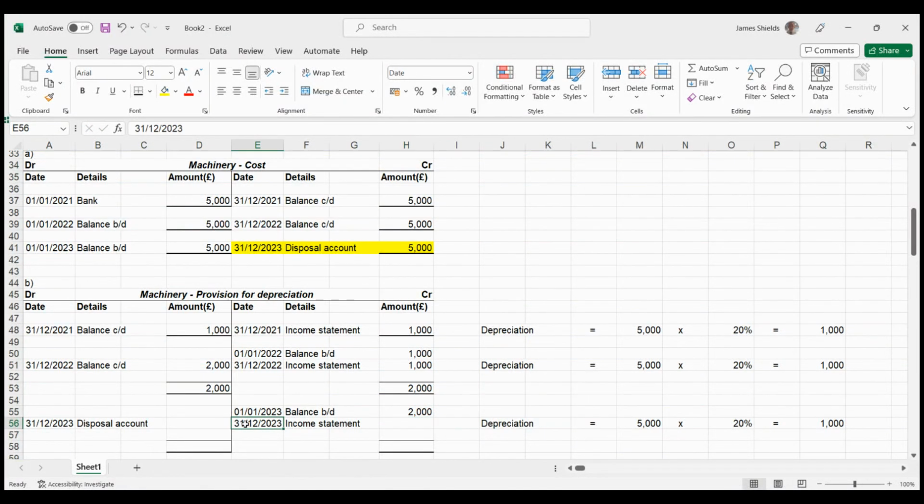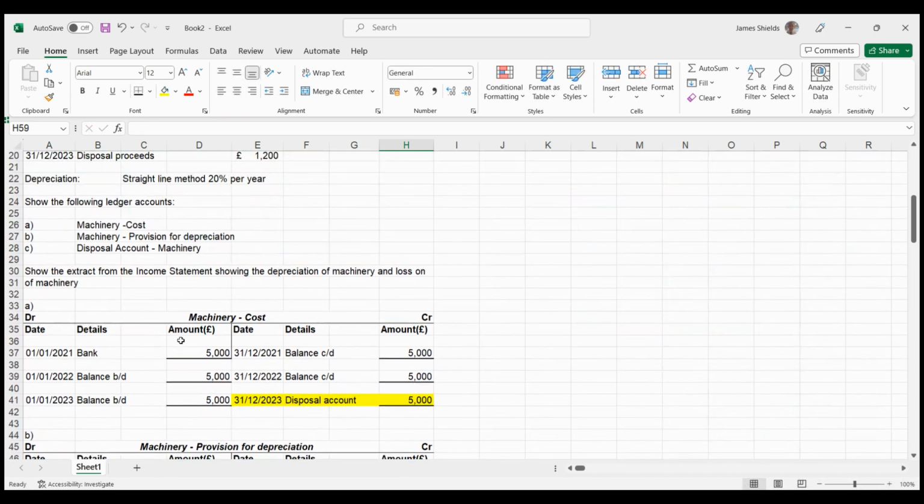Depreciation for the year ending 31st of December 2023, which goes in the income statement, again, is the cost of £5,000 times the percentage 20%, which is £1,000. So it's going to be £1,000 there. So the total depreciation to date, also known as the cumulative depreciation, is £3,000 in total.